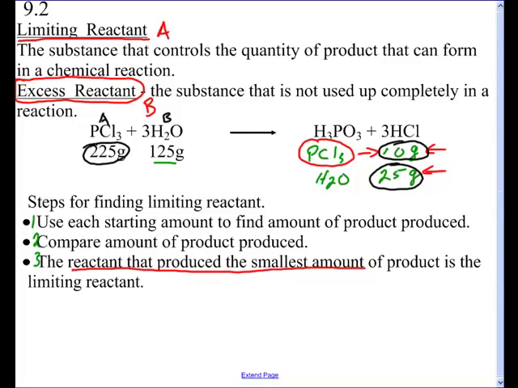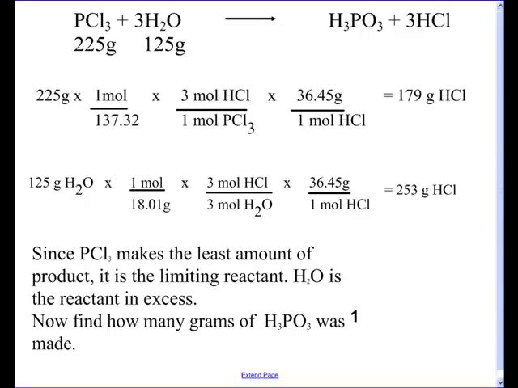So let me show you the calculations with these two numbers that I had. There we go. As you can see, this is the math that we do all the time, right? Moles, oops, I need my pen. That should be grams there. Got a little lazy. So I convert my grams to moles, I do a mole ratio, I find grams. And then with that many grams of PCl3, I would make 179 grams of HCl. With 125 grams of water, again, find some moles, do a mole ratio, find some grams. I would make 253 grams of HCl.